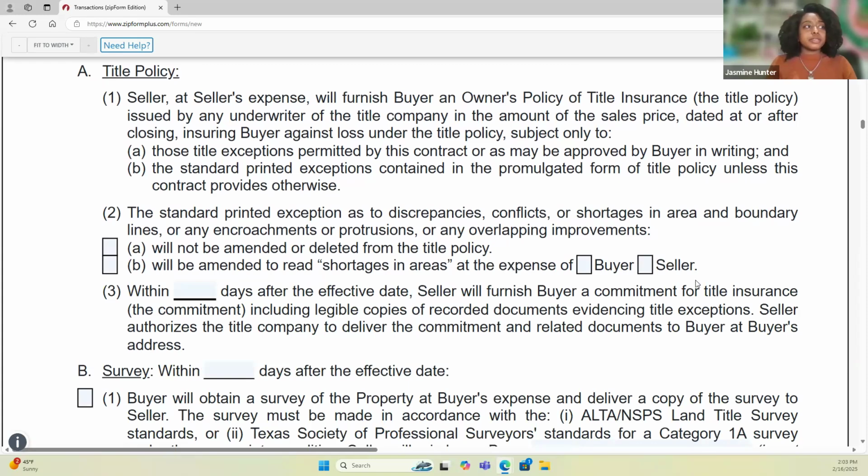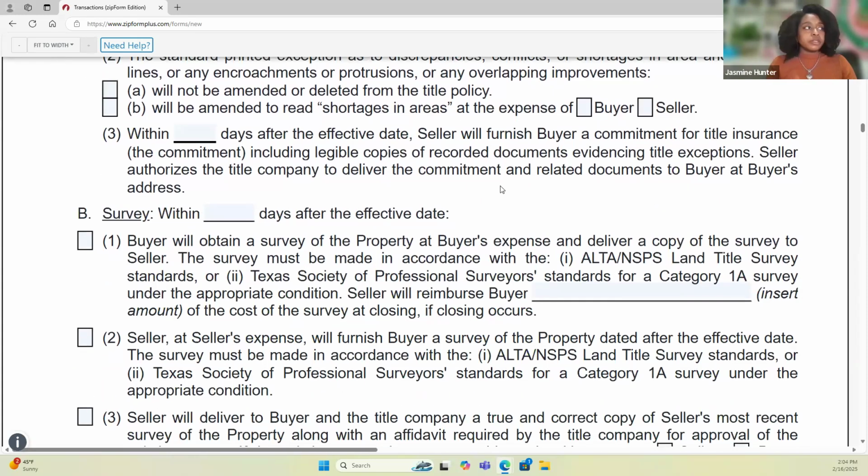Who's paying for the title policy? Do we want the shortages read? Who's going to pay for that? And as we've seen in the residential side, within this many days, there will be a title commitment. Now, in a residential contract we see that it's 20 days, and there's no discussion about it because that's a commitment for the title company to make it in 20 days. With commercial, though, some commercial deals take years. So we are discussing and negotiating how long we all think this title company can get this done, and then we are putting that in the contract.